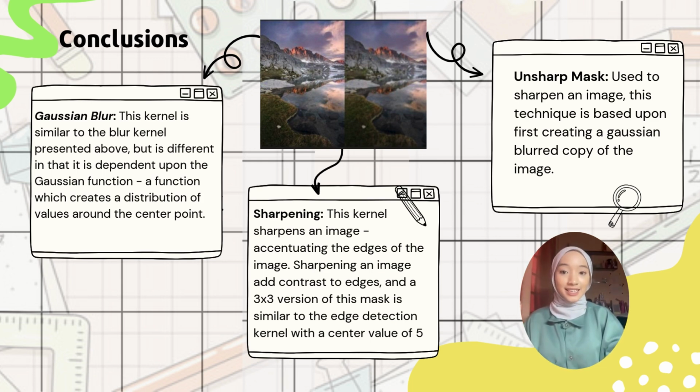And lastly, unsharp masks, used to sharpen an image. This technique is based upon first creating a Gaussian blurred copy of the image. This blurred copy is then subtracted from the original, and pixels above a given threshold are sharpened by lightening light pixels and darkening dark pixels.